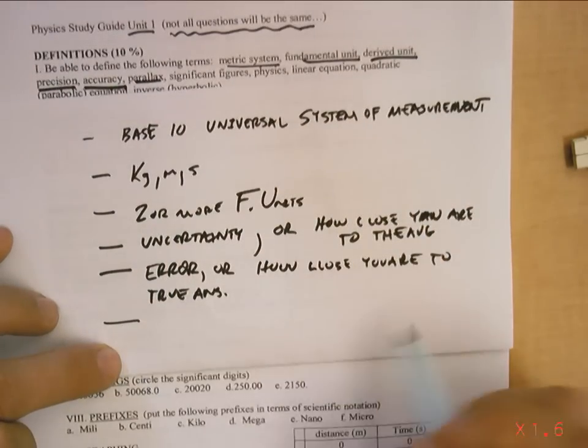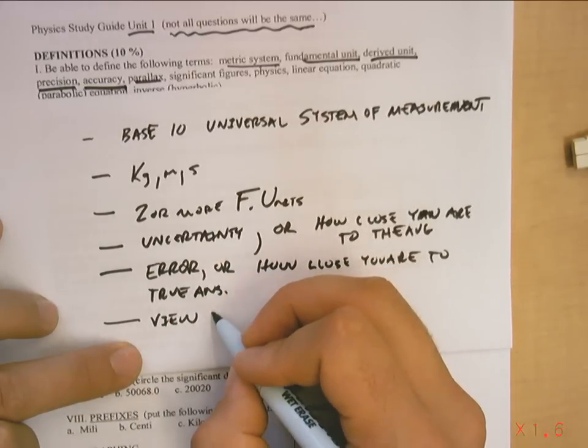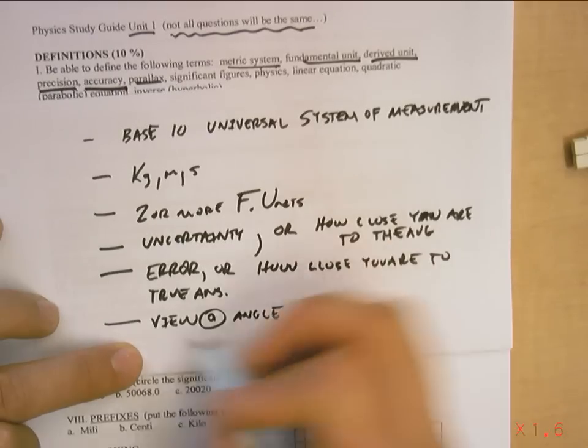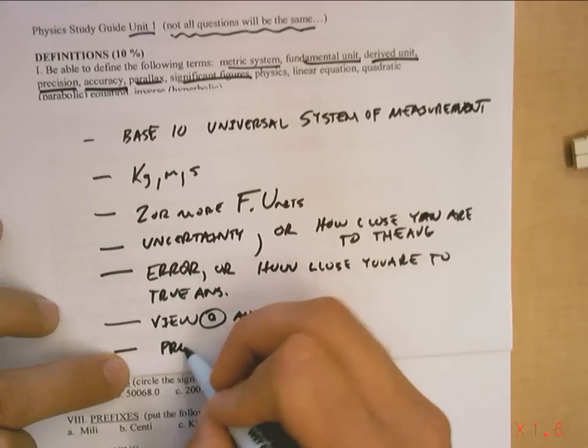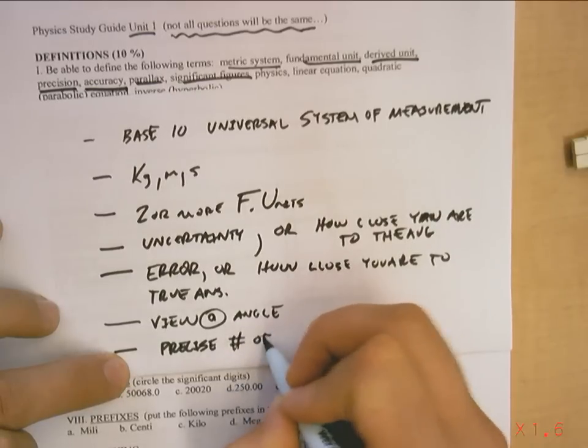Parallax is when you view something at an angle or take a measurement at an angle. So you view at an angle. Sig figs, those are the precise numbers of measurement. Precise number of measurement.